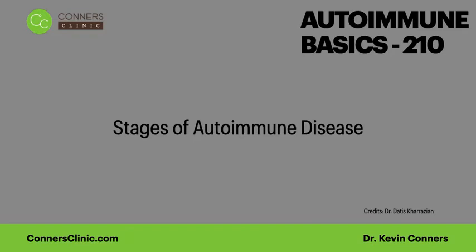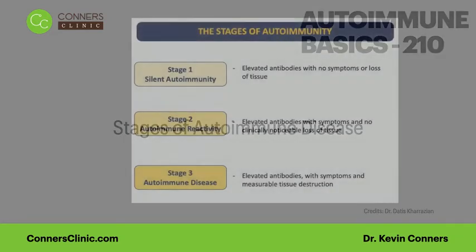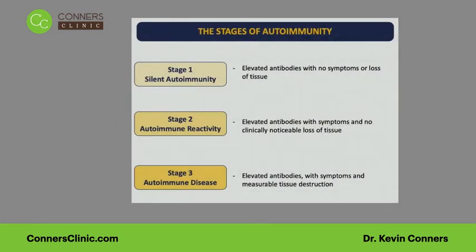I'm trying to make this simple for patients, so please forgive me as we go through this if it seems a little too complicated. So the different stages of an autoimmune disease are labeled stage 1, 2, and 3. Stage 1 being silent autoimmunity. That means the person may test in a blood test as having elevated antibodies to self-tissue of some kind, yet they don't really have any symptoms of the antibodies to that self-tissue. We'll get into a full description of this, so hold on with me.